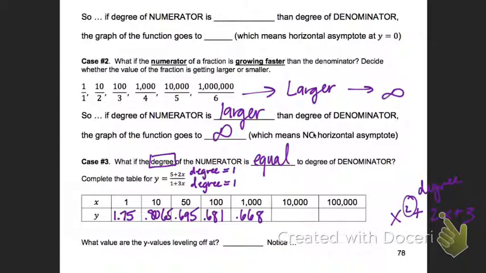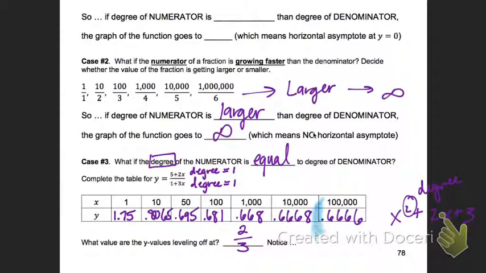Okay, what about 10,000? 0.6668. And then 100,000. 0.66668. So 4 sixes and then an 8. We'll do 4 sixes because I don't want to leave us 3 sixes. So what's it leveling off at? 0.66666. What's the fraction of that? 2 over 3.